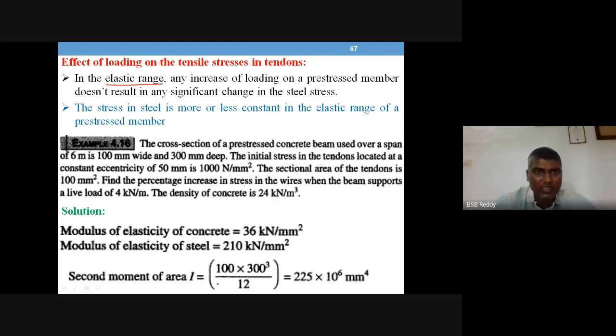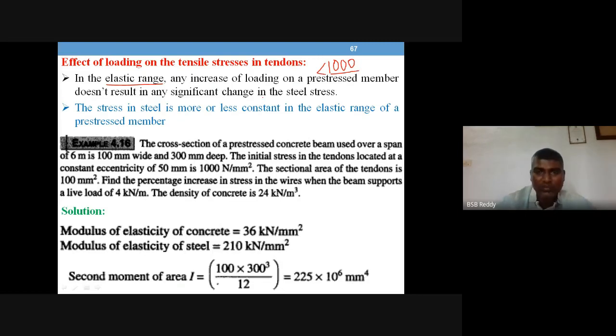There is a point to note: the elastic range. If you take steel, for example high tensile steel, the elastic stress value is nothing but the yield stress itself, because you can't clearly identify the limit of proportionality or elastic limit. So say, for example, if an HTS wire has 1000 megapascal as its yield stress, consider this itself as the elastic limit.